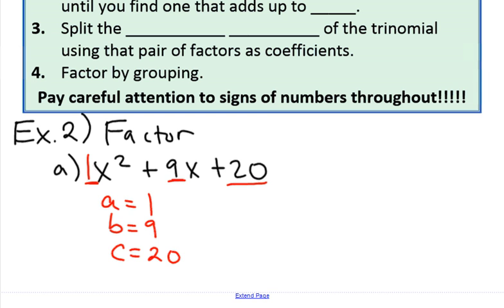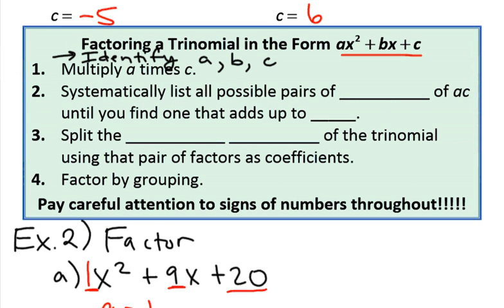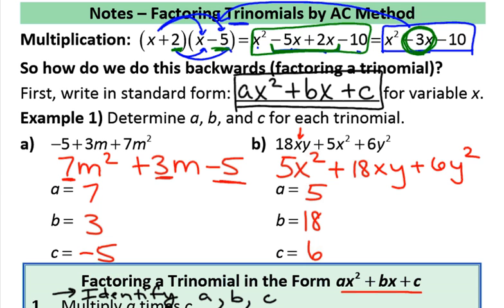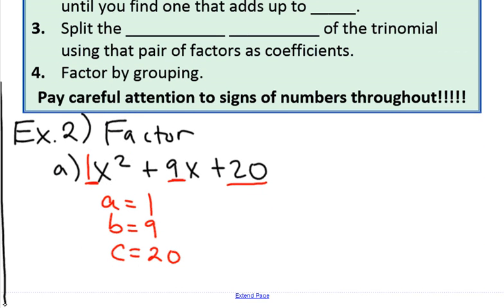Okay, so now for how to factor. So if you look at step 1, it says to multiply A times C. This is why this is called the AC method. So remember at the very top of the notes, we were calling factoring by the AC method. That's why it's called that, because we're going to multiply A times C. So looking down in our problem, our A times C is equal to 1 times 20, which is 20.